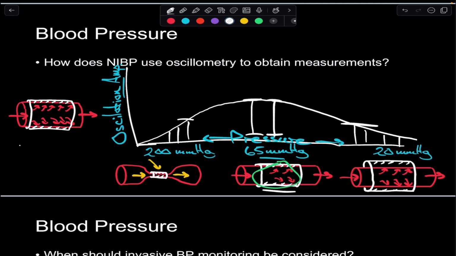The two things that can make this measurement inaccurate: if you have too small of a cuff, it's going to be too tight, and you're going to get falsely high pressure readings. And if you have too large of a cuff, it's going to be too loose, and you're going to get falsely low pressure readings.